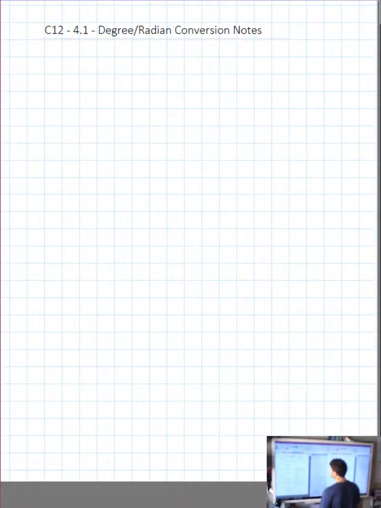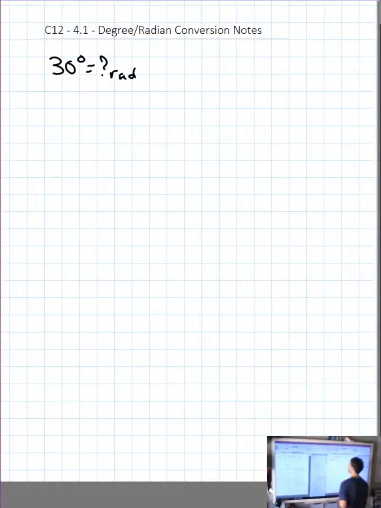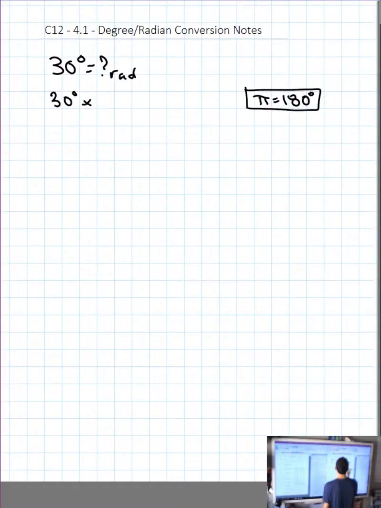Okay, let's convert from degrees to radians. So 30 degrees is equal to question mark radians. I start with what I'm given, 30 degrees, and I multiply by the conversion factor. Remember, pi is equal to 180 degrees. I have degrees, so I need degrees on the bottom, and I need pi on the top. That has to be my conversion factor.